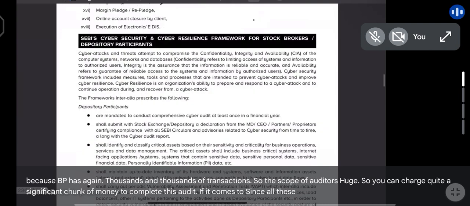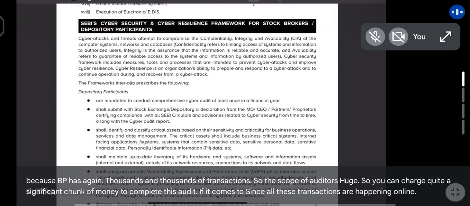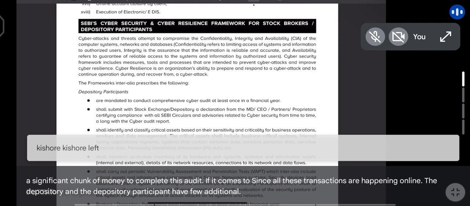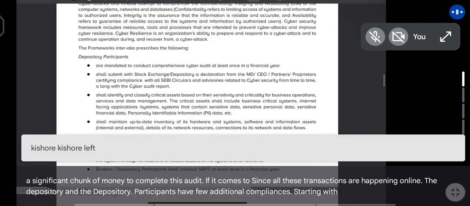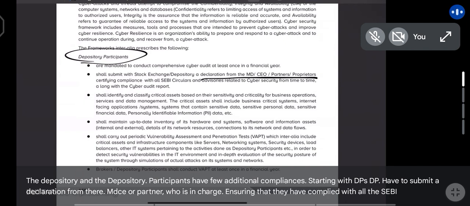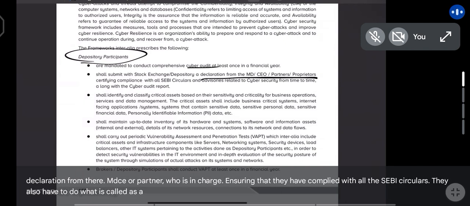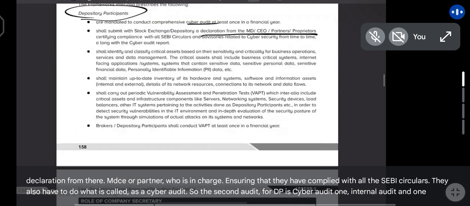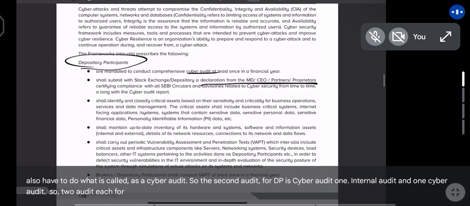Since all these transactions are happening online, the depository and the depository participant have a few additional compliances. Starting with DPs, the DP has to submit a declaration from their MD, CEO or partner who is in charge, ensuring that they have complied with all the SEBI circulars. They also have to do what is called a cyber audit. So the second audit for the DP is a cyber audit. One internal audit and one cyber audit. So two audits each for DP and depository.